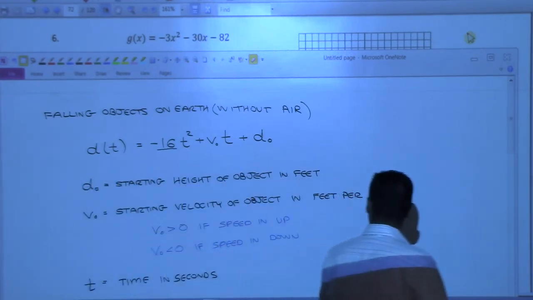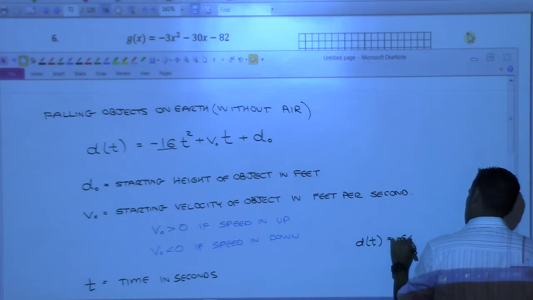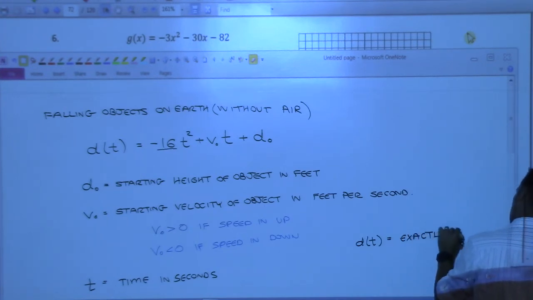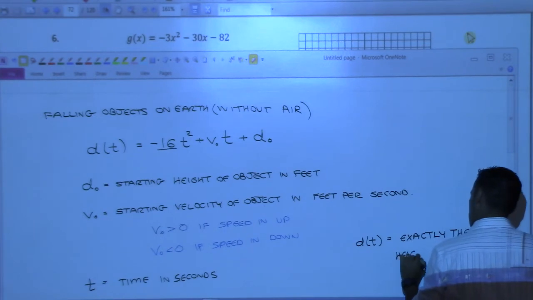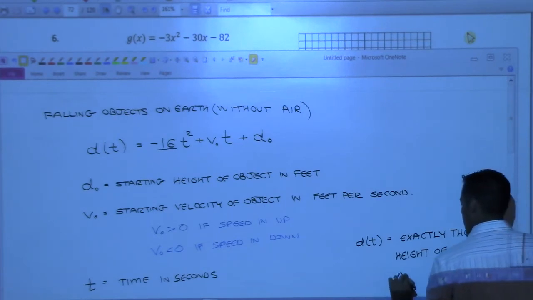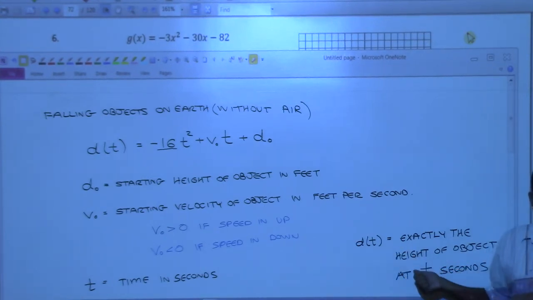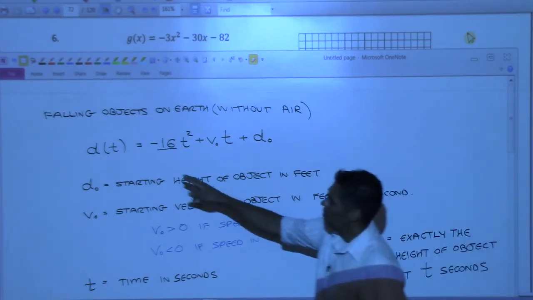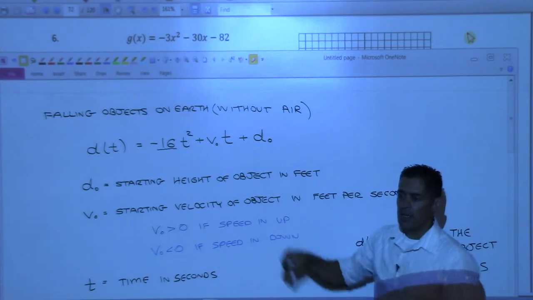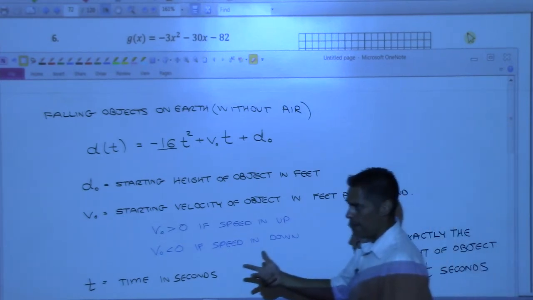And the last thing here is what d of t is, the left side. D of t is exactly the height of the object at t seconds. So again, if you plug 0 into this for t, then d of 0 would be your starting height. D of 1 would be how high the object is after 1 second. D of 2 would be how high the object is after 2 seconds, and so on and so forth. Okay.